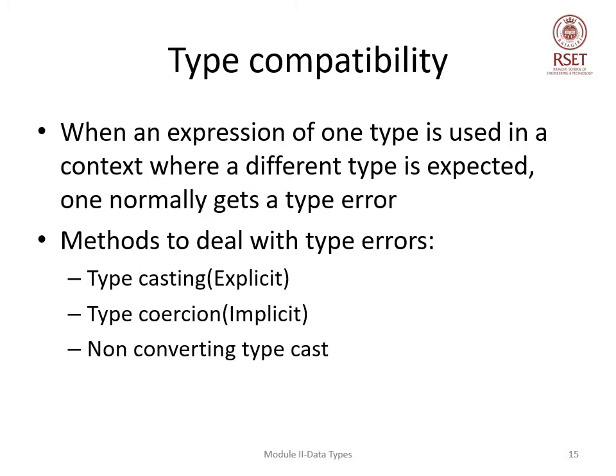So there are 3 ways of dealing with type errors. The first one is typecasting, where you explicitly change the type from one to another. Second one is type coercion, where it is implicit conversion, and the third one is non-converting typecast.